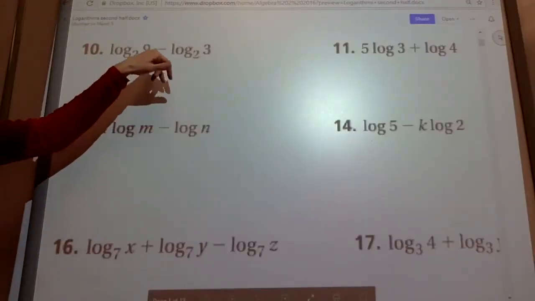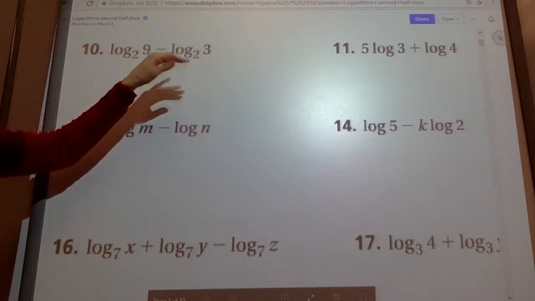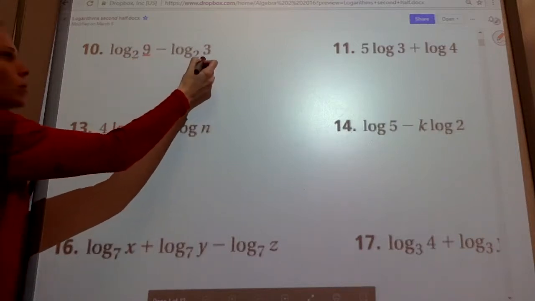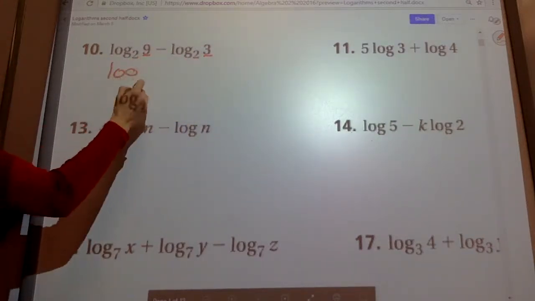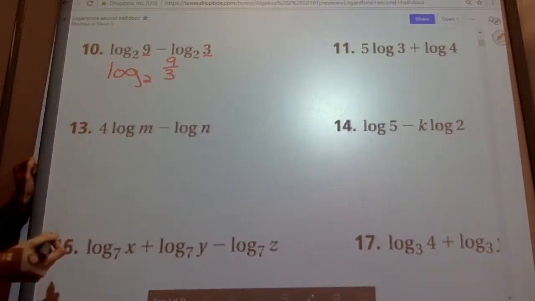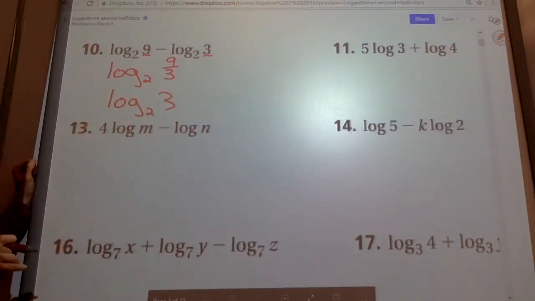First example, what you should notice is that I'm subtracting. When I'm subtracting logs, how do I make it into one log? Divide. So this is my m and n. This is what I'm going to divide. So log base 2, I'm going to have 9 over 3. What is 9 divided by 3? 3. And that's as far as we're going. We're just making it into a single log.